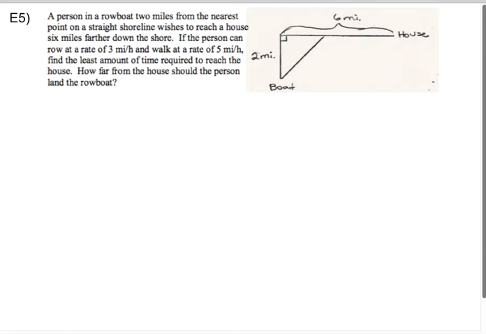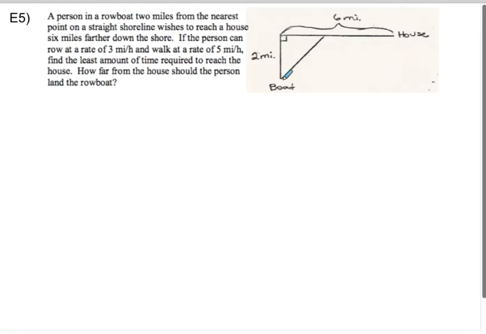All right, so a person in a rowboat 2 miles from shore at the nearest point, so there's the 2 miles, right, and there's the boat, wishes to reach a house that is 6 miles farther down the shoreline. If the person can row at a rate of 3 miles per hour and walk at a rate of 5 miles per hour, find the least amount of time required to reach the house.